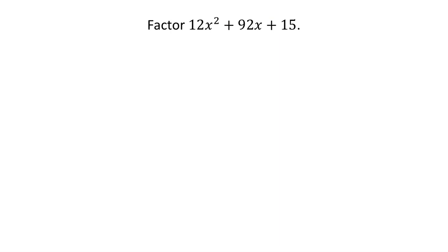So I start thinking of pairs of numbers that multiply to give us 12: 1 and 12, 2 and 6, 3 and 4. What numbers multiply to give us 15? 1 and 15, 3 and 5. So I basically have 3 choices for what's going to go at the beginning, 2 choices for what goes at the end, and so we start playing around.